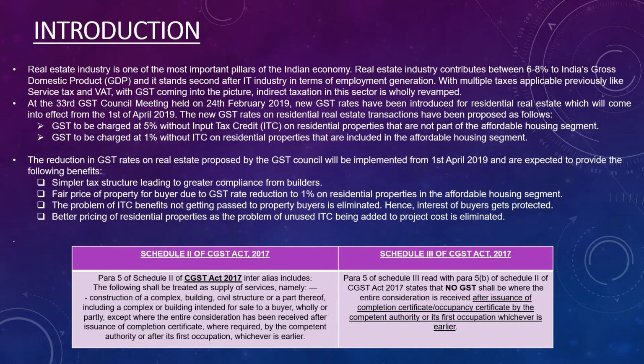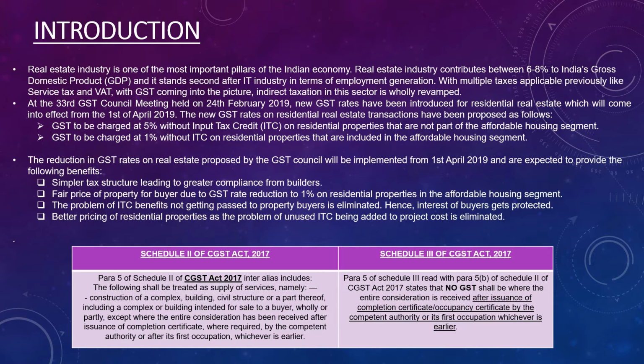So at the 33rd GST Council meeting held on 24th February 2019, new GST rates have been introduced for residential real estate, which will come into effect from 1st of April 2019. The new GST rates on residential real estate transactions have been proposed as follows. Now, GST is going to be charged at 5% without ITC on residential properties that are not part of the affordable housing segment, and GST will be charged at 1% without ITC on residential properties that are included in the affordable housing segment.